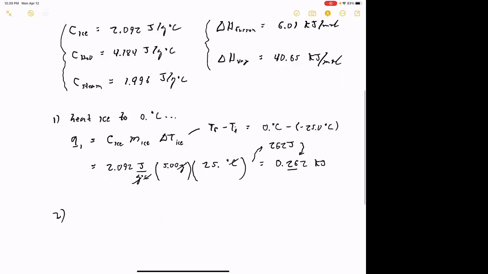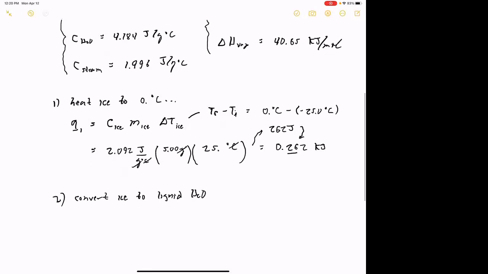All right, so the next thing I need to do is convert the ice to liquid water. There I'm going to use my delta H of fusion, but I have to start with the amount of ice that I've got. So I'll let that be Q2. Again, that's going to be endothermic. I have to put energy into the ice to get it to melt. So that's going to equal my 5 grams of ice that I start with.